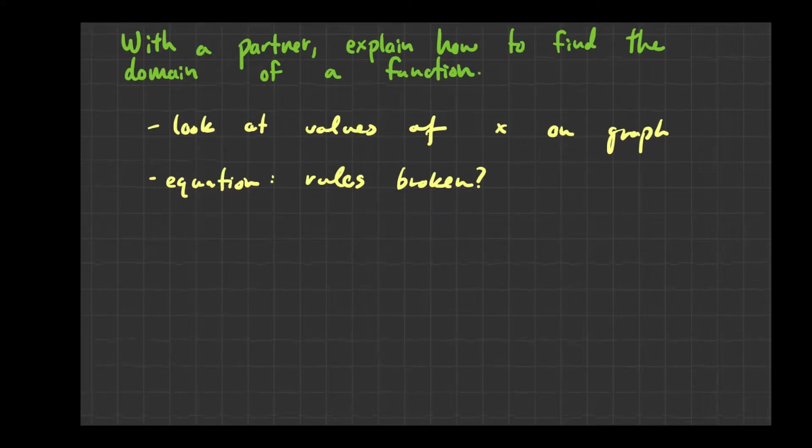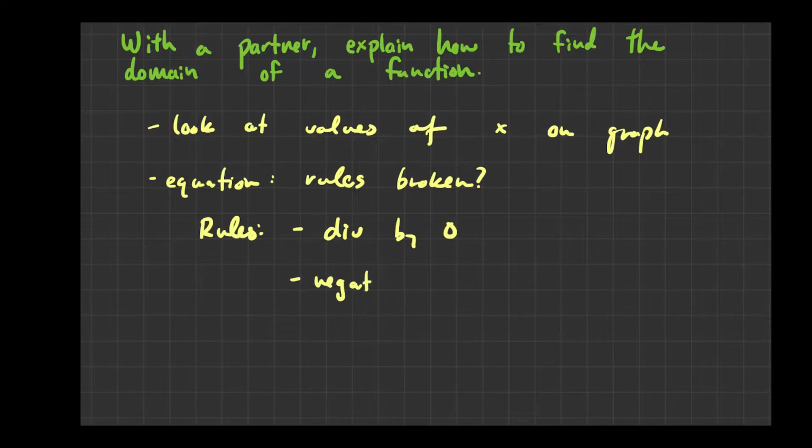Okay, hold on. You're going faster than I can write. So we're going to look at the equation, and then ask, are there any rules being broken? Yeah. What kind of rules are we talking about? Okay, so we got division by zero. Okay, so negative square roots. Okay, anything else?